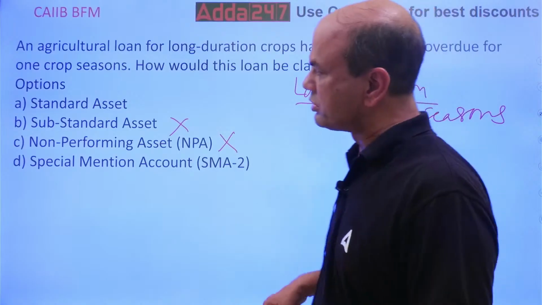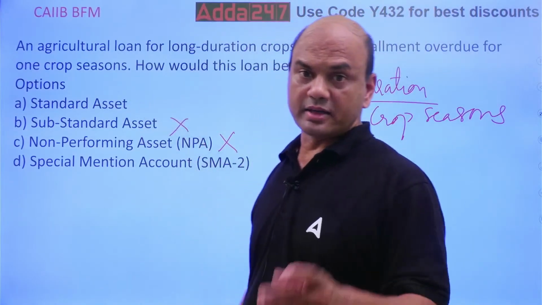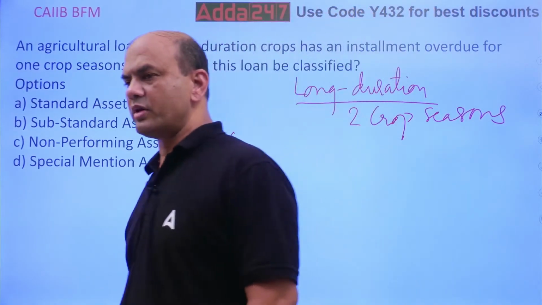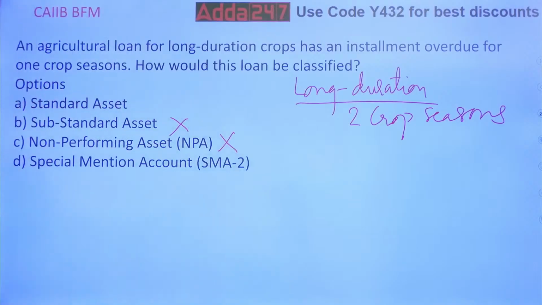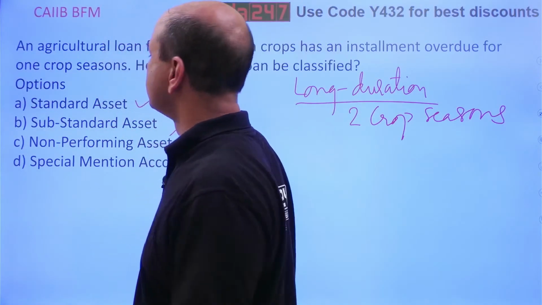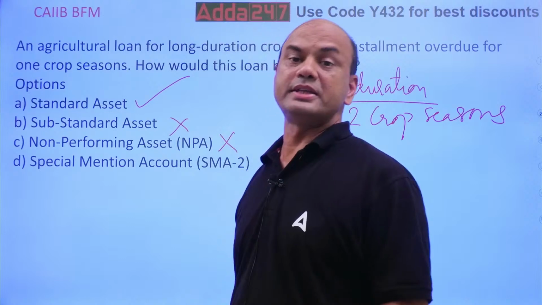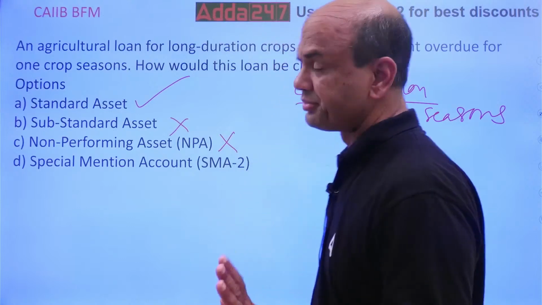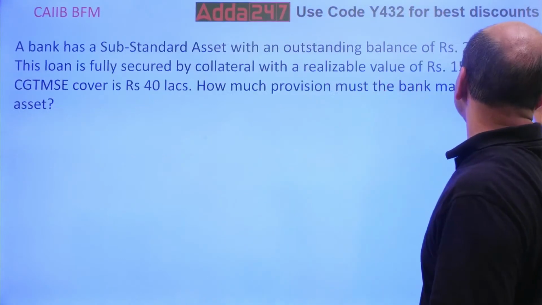So what is the answer? SMA 2 or standard asset? Think, everyone, give me the answer. What will be the answer over here? SMA 2 or substandard, or what is the standard? It will be nothing SMA 2. It is standard asset. Kindly note, it will be standard asset.